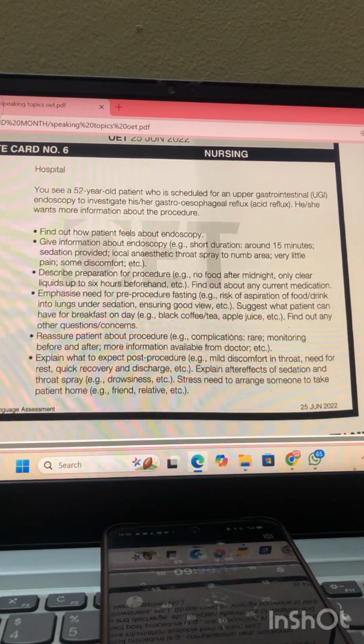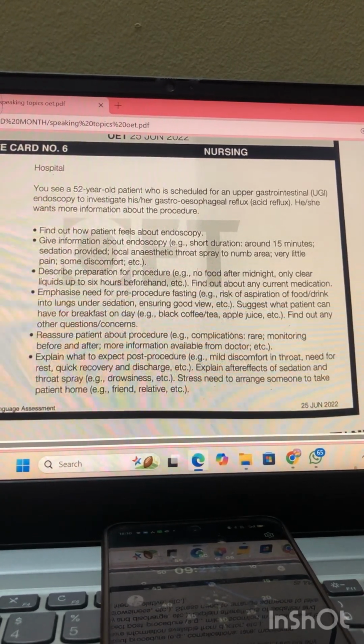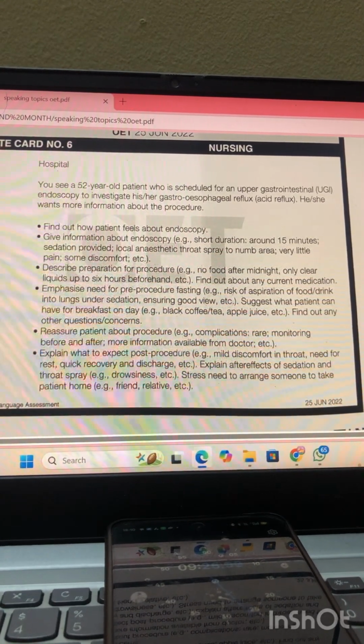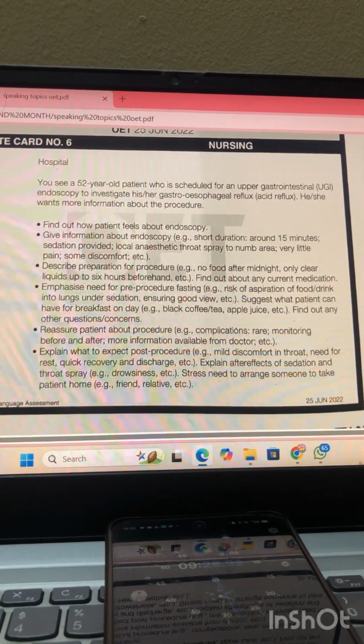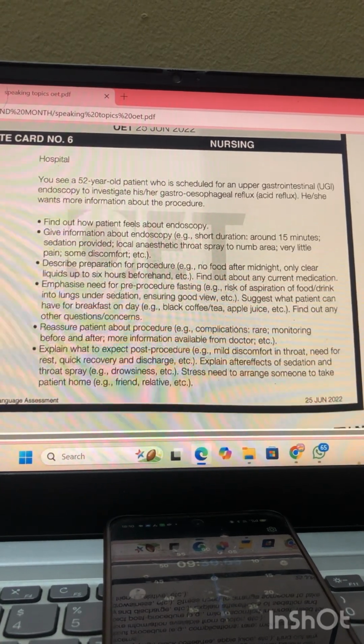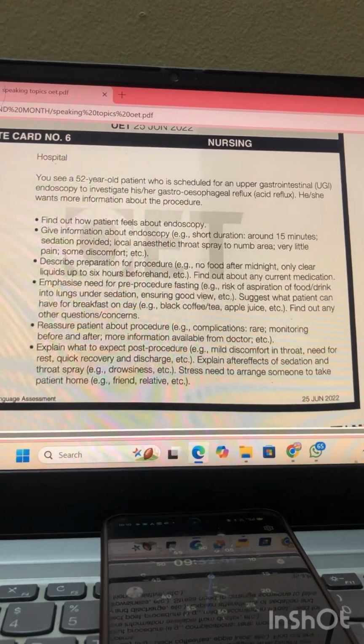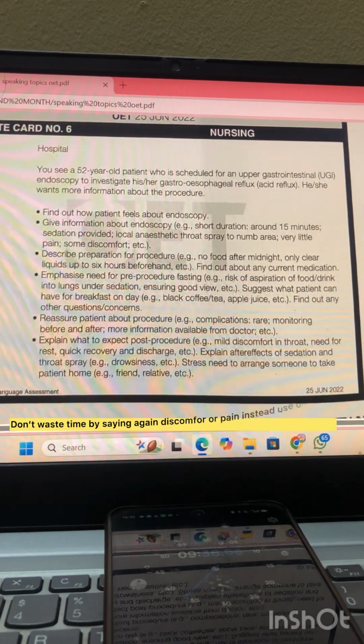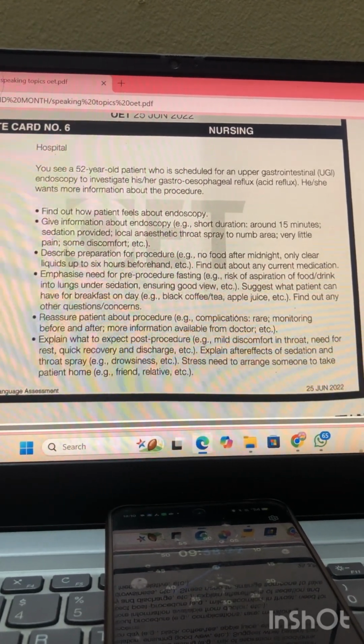Don't say discomfort and all. If you are saying you will not experience much pain and discomfort, it is the same. So don't try to repeat, because you are wasting your time. Okay. And now, are you able to follow me? Okay, you can say that also, or am I able to help you?